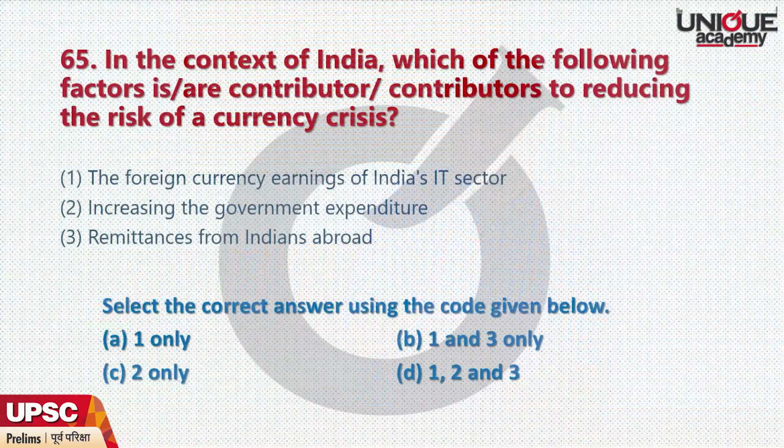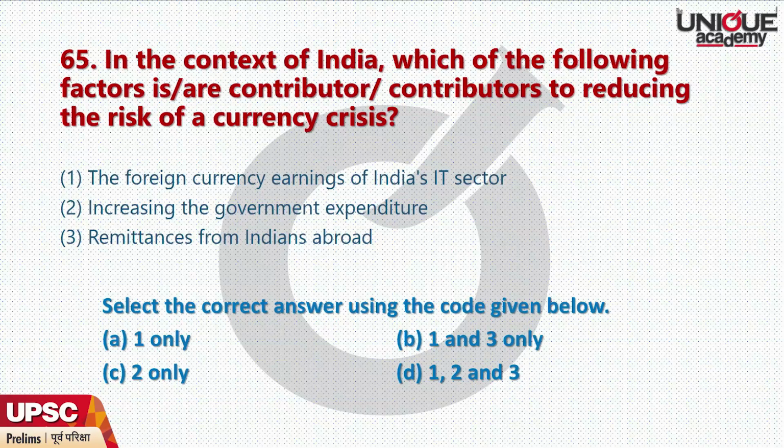So when you take up the option that says the foreign currency earnings of India's IT sector, that is going to bring in foreign inflow of funds, and that is going to actually earn us forex earnings. So that is going to stabilize the currency and not put it at risk.